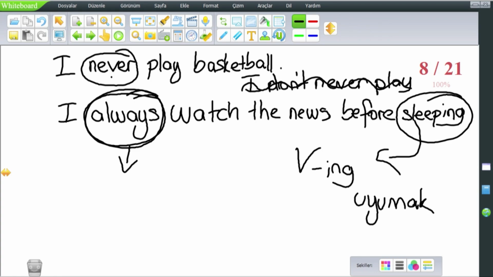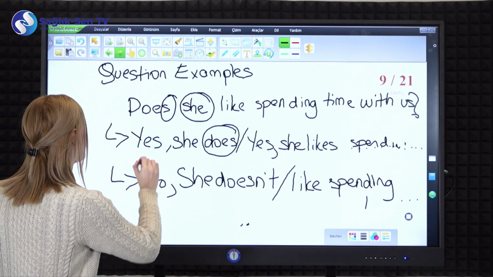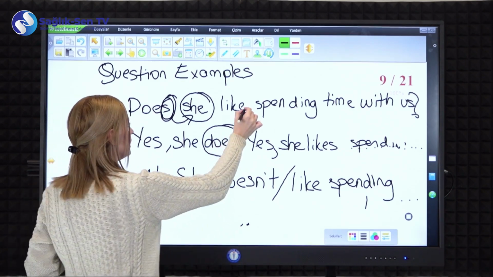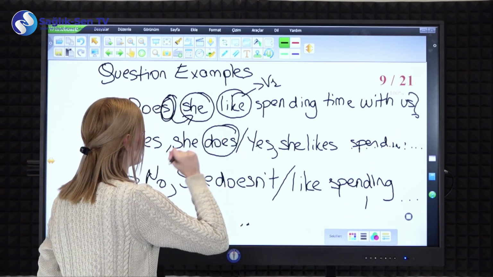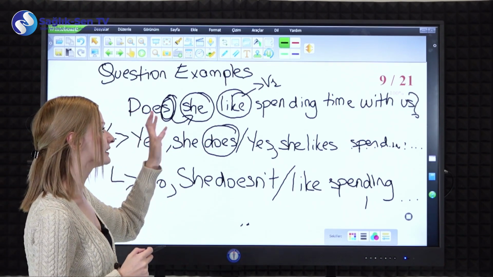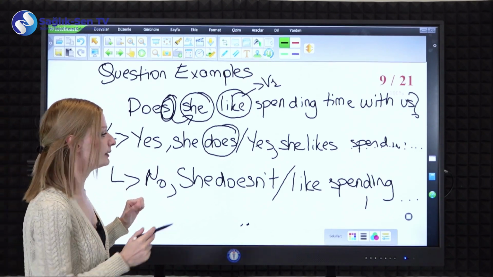We talked about the placement of these phrases, time phrases, in the sentence: after the subject and before our verb. Question examples. Does she like spending time with us? Does, because I saw the subject is she. My verb is verb 1, there is no S. I answered, yes she does for short, or yes she likes spending time with us, long answer. No she doesn't, no she doesn't like spending time with us.